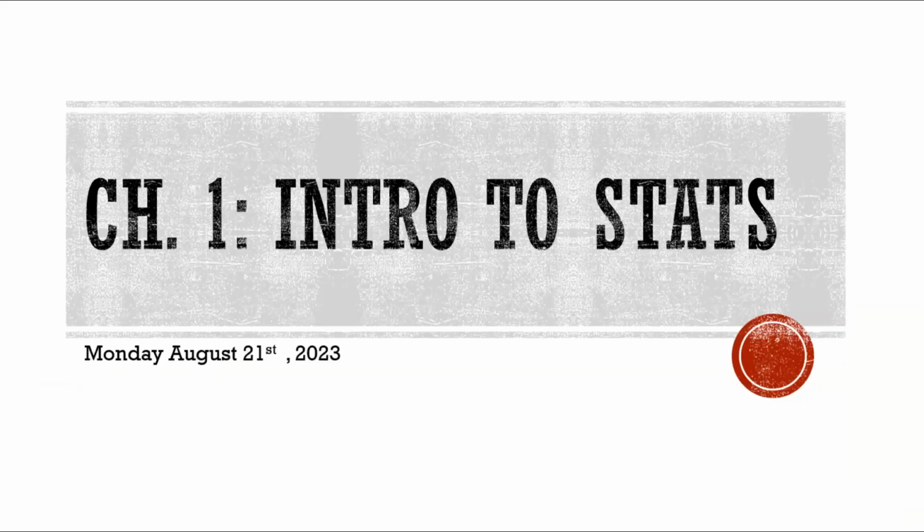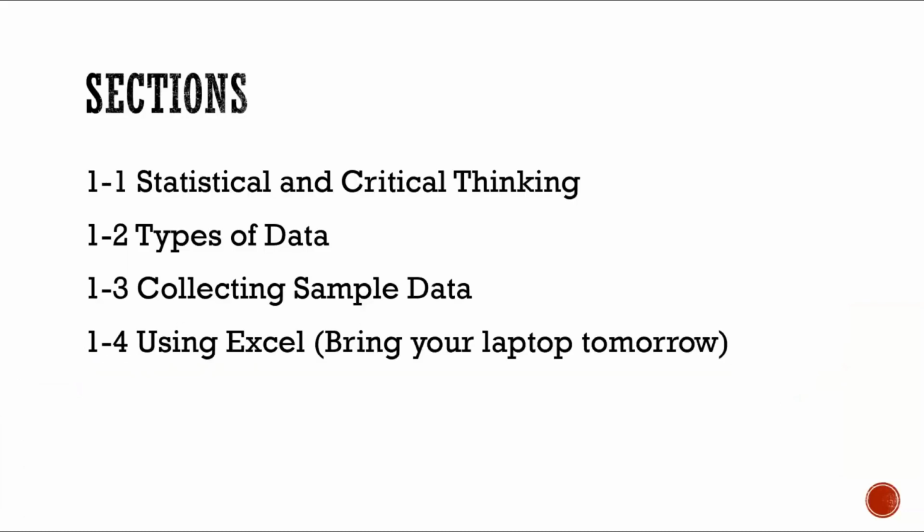Okay. So this first chapter is just giving you the intro to what statistics is, right? These are the sections. We'll talk about statistical critical thinking, right? Types of data. Then, if you know types of data, how do you actually get data? You won't actually be doing that much in this class, but you might be asked questions about how other people get data. And then 1.4 we'll probably not get to today.